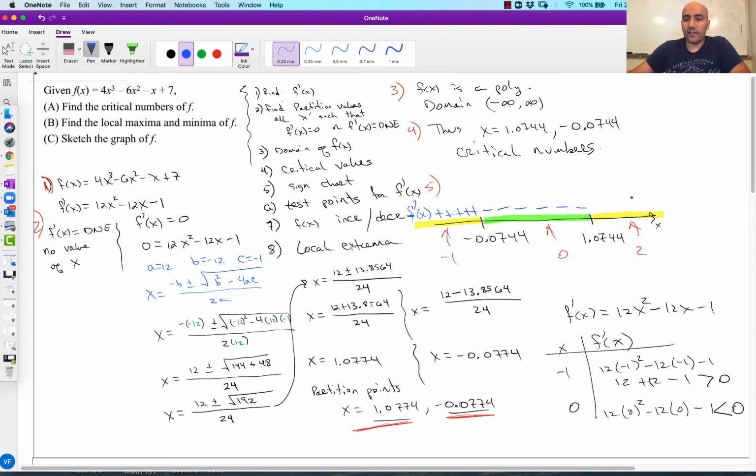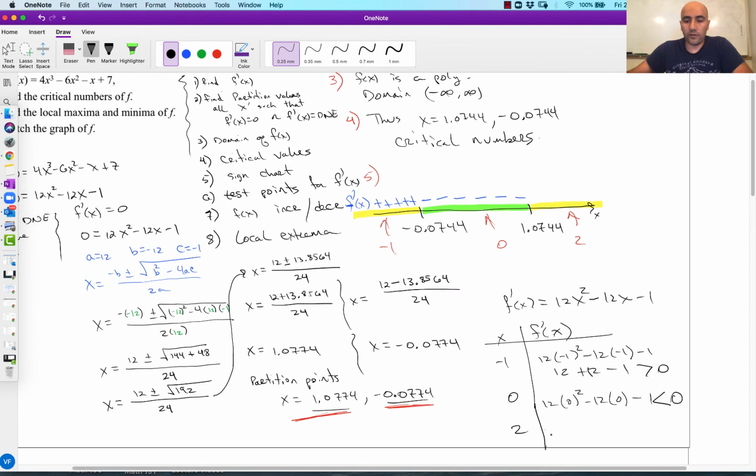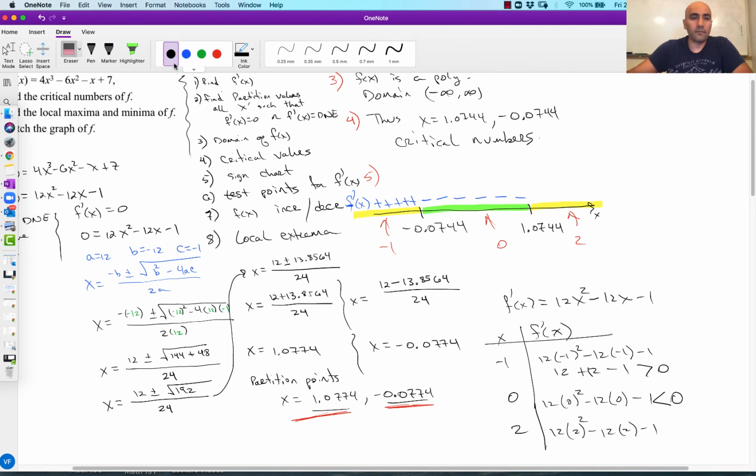Good. And then finally, picking a test point over there, let's choose 2. So I'll end up with 12 times 2 squared minus 12 times 2 minus 1. So 4 times 12 is going to be 48, minus 24, minus 1. It's definitely going to end up being positive. So coming back up here to my sign chart, again, this is going to be positives.